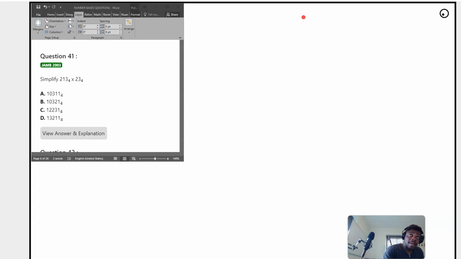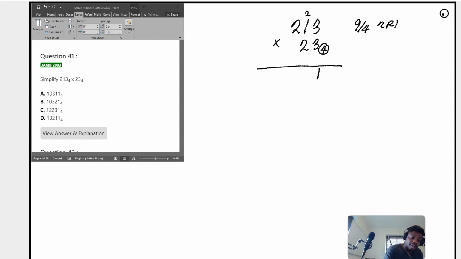Now, we want to multiply 213 in base 4 by 23 in base 4. Remember, whenever you multiply, any answer that is greater than or equal to the base, you divide. 3 times 3, that is 9. 9 is greater than 4, so 9 divided by 4. 2 remainder 1. You write the remainder, you carry 2 to the next position of multiplication. 3 times 1, 3, plus 2, 5. 5 is greater than 4, so 5 divided by 4. 1 remainder 1. Write 1, carry 1 to the next position of multiplication.